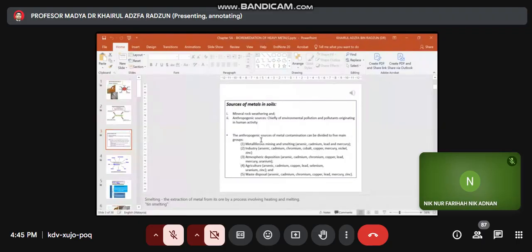Sources of metals in soils. The metals can be found from mineral rock weathering and anthropogenic sources. Mineral rock weathering means the action of the weather, such as wind, waves, the heat produced by the sun, and also the coldness during the winter season, for instance. This could lead to mineral rock weathering, meaning the mineral will be detached or dismantled from the rock, and it will go to the soil.